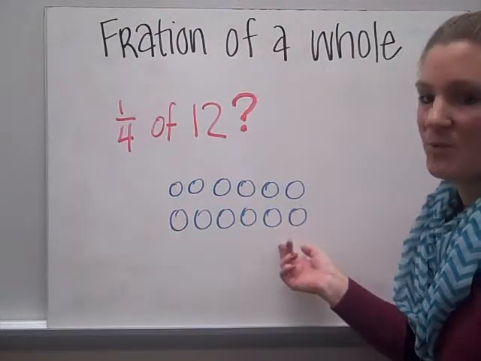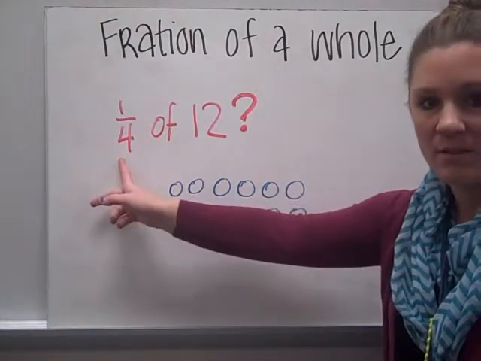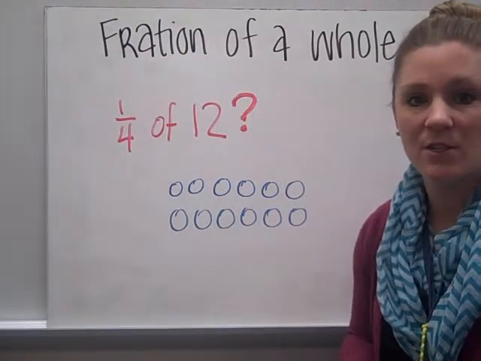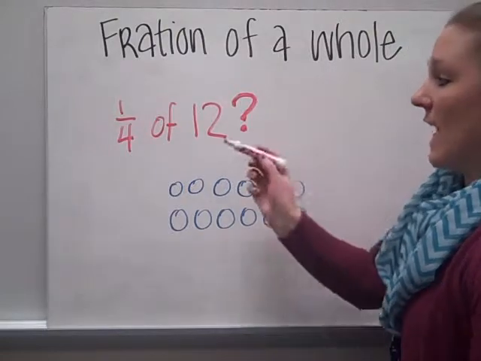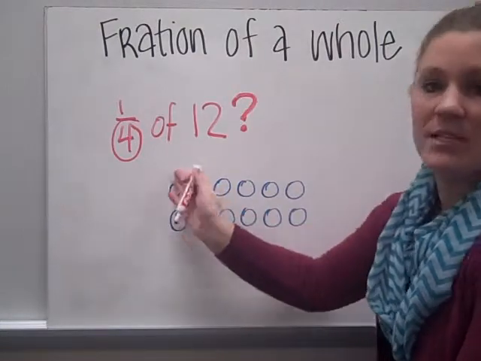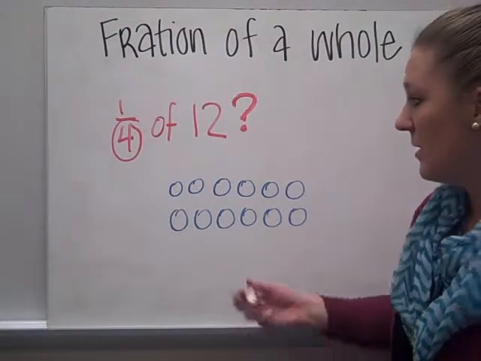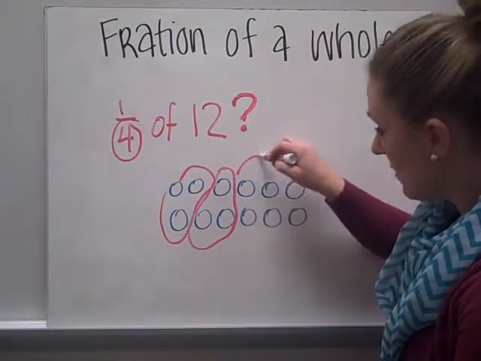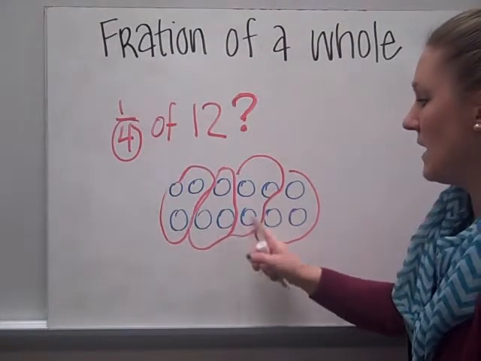So if I had 12 objects, 12 pieces of candy, and I wanted to divide them up into quarters or fourths, I would need to figure out how many should be in each group. This is going to go right back into division and multiplication, where we're going to separate these into equal groups. Again, the denominator is our whole, so that's telling me to take these 12 and divide them up into 4 groups. How many will be in each group? I know that 3 would be in each group. So I have 4 equal groups with 3 in each group.